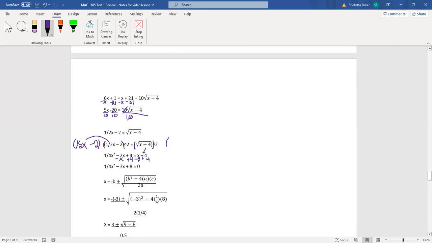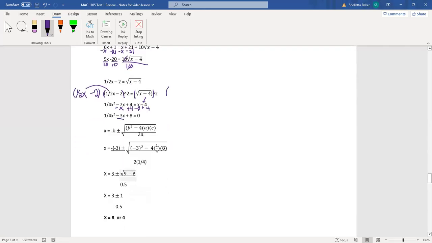Negative b, we get 3. Our b term is negative 3. And b squared, that's negative 3 squared, which becomes 9. Minus 4 times a times c. So minus 4 times the 1/4. 4 times 1/4 is actually 1, times 8. That gives us 8. So 9 minus 8 gives us 1 underneath that radical. That's 3 plus or minus square root of 1, all divided by 0.5.